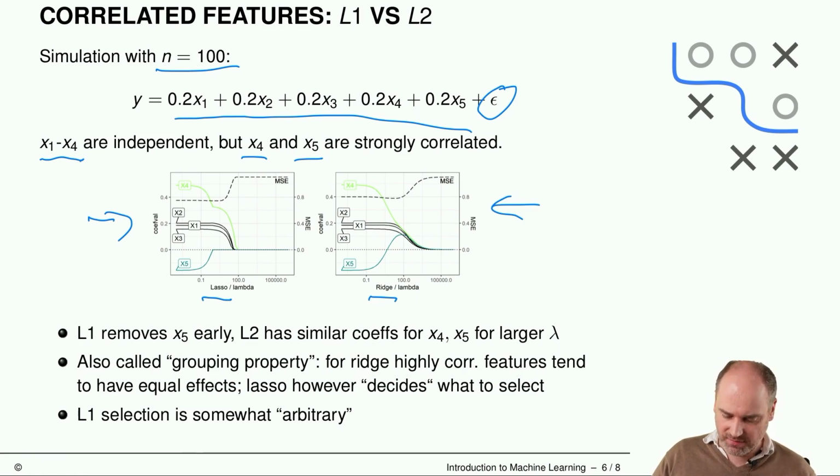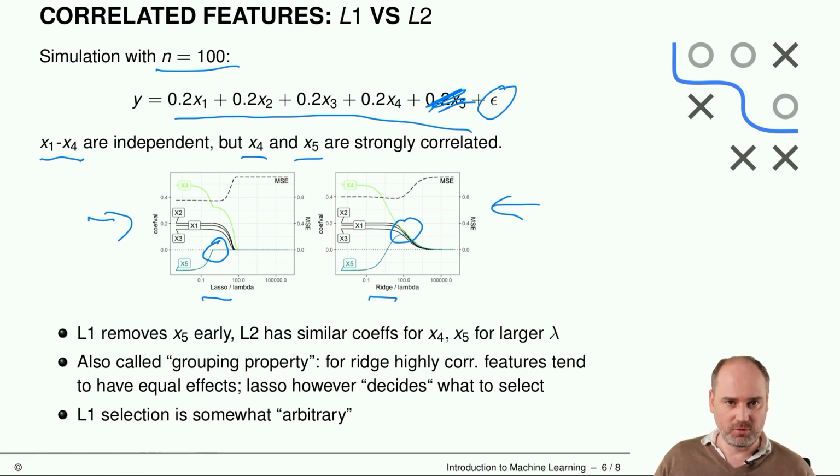For L1, we can see that, even for quite low lambda values, this will remove x4 pretty early on. L2, at some point for larger lambda values, estimates pretty similar values for x2 and x5. So L2 keeps both in the model, while the Lasso basically selects one of the two, pushes the other out of the model and estimates its coefficient to 0 and not to 0.2. So this is also sometimes called the grouping property.